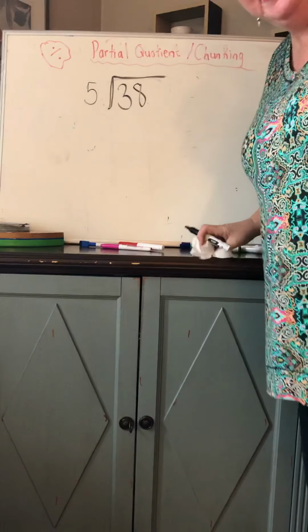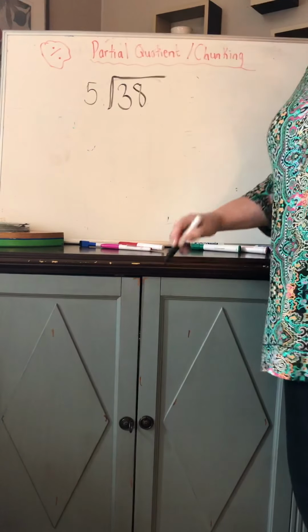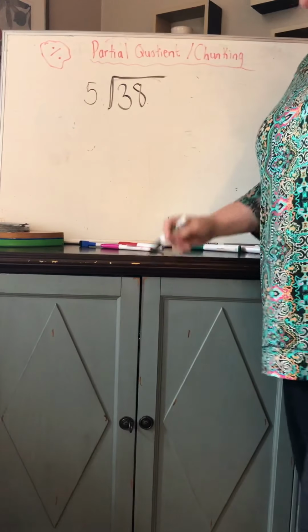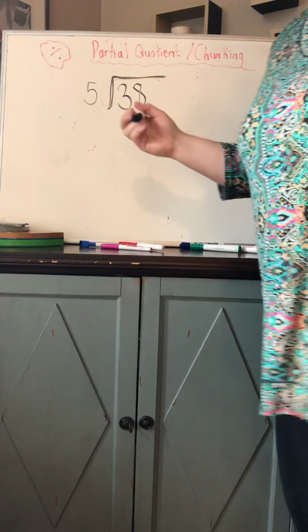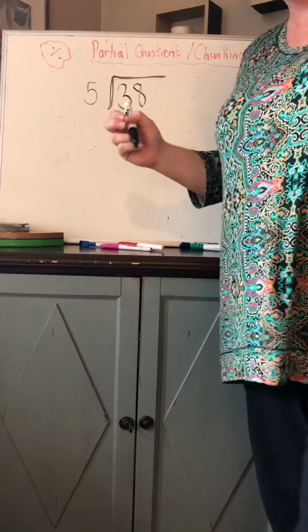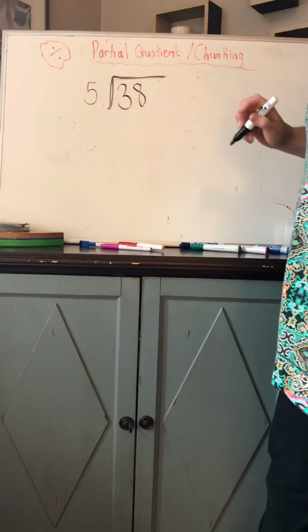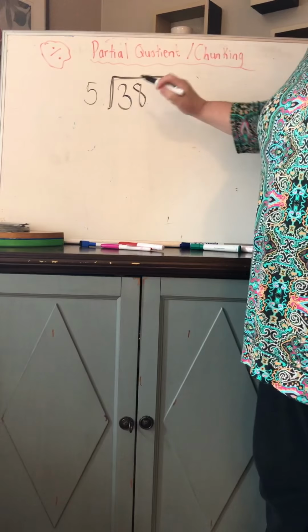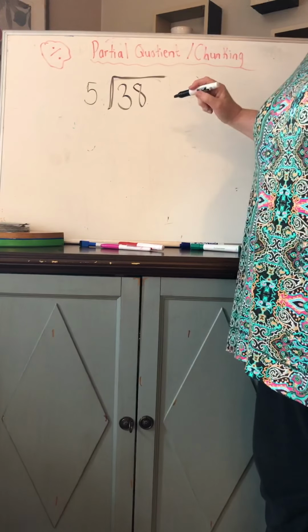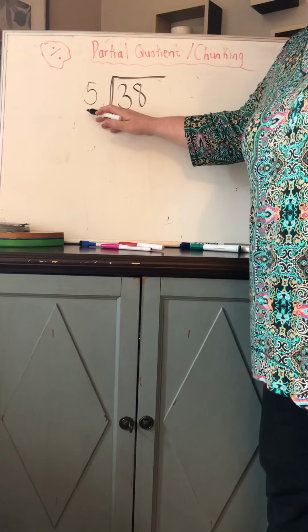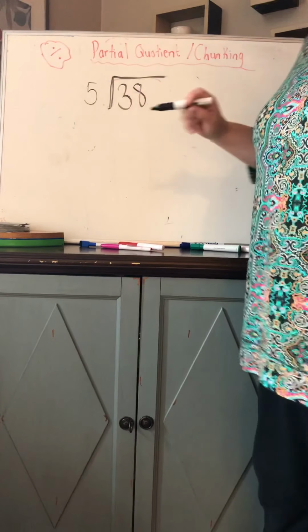Hi boys and girls. Today we're going to talk about using the partial quotient strategy, or it's known as chunking. And that's simply using what you know to figure out what you don't know. So it looks a little bit like this. Let's say we have 38 tulips, my favorite, and we're going to share them equally among 5 vases.